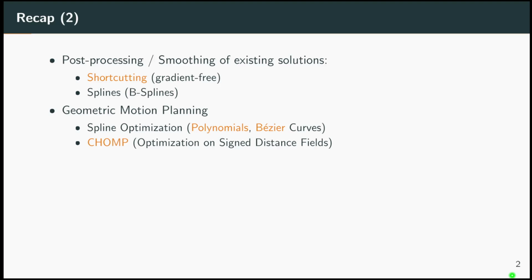Alternatively, you can directly plan using optimization. You considered spline optimization using polynomials and Bezier curves. And then you also looked at one concrete algorithm called CHOMP, which was operating on signed distance fields and trying to optimize using that particular data structure for collision avoidance.